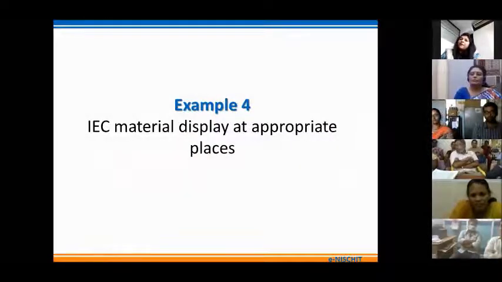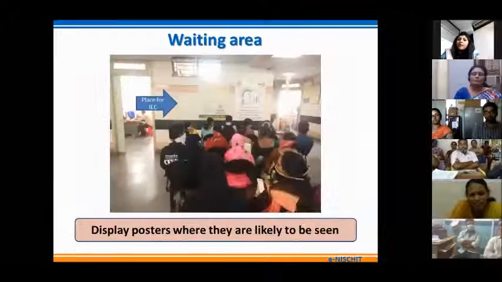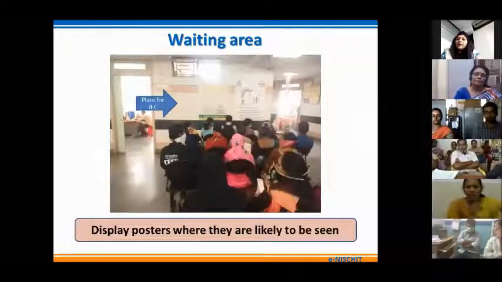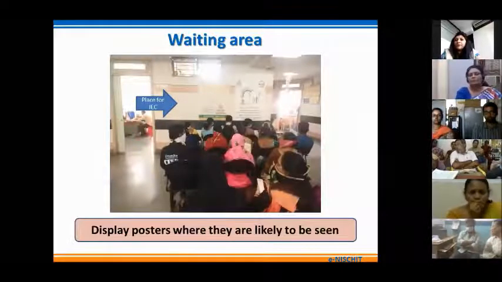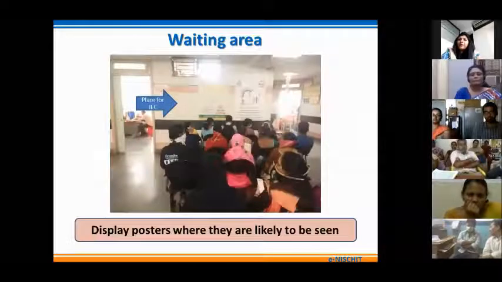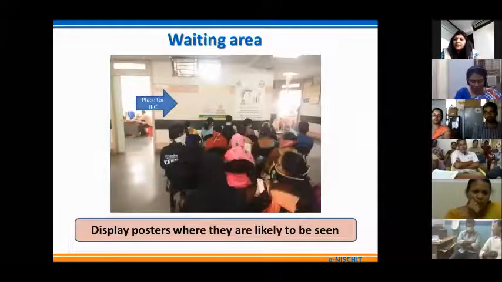The fourth example is about the IC material at ART centers. Next slide. So we see a lot of IC material being pasted in the ART centers in the waiting areas. The cough hygiene posters need to be posted where they are likely to be seen by the patients. So we identified a place here, you see, they should be appropriately placed. Only then would they make sense. Next slide, please.